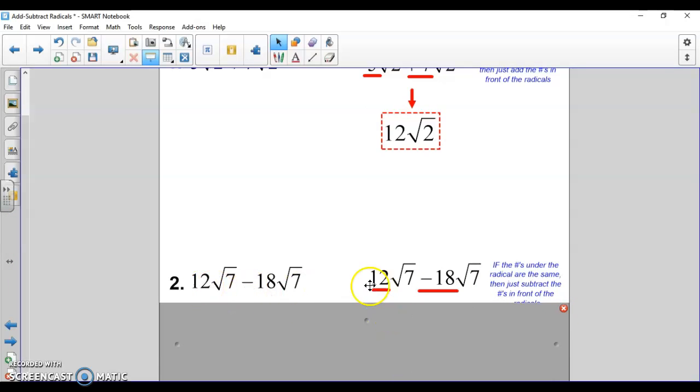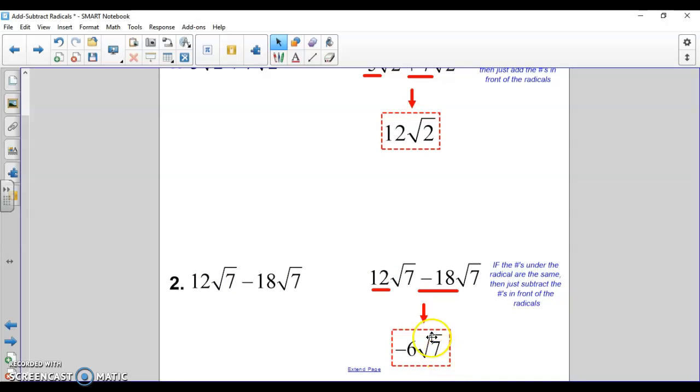Next one, same deal. Both are the same thing. We just subtract, 12 minus 18 is negative 6. Radical 7 stays underneath. When they're the same, simple as that. Our goal is to get these radicals to be the same. So let's check this out.